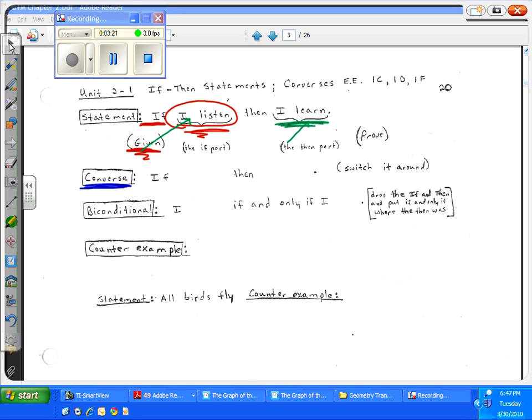And so the converse would be if we put the I learn first, and the I listen second. So the converse would be if I learn, then I listen. In other words, you switched it around.